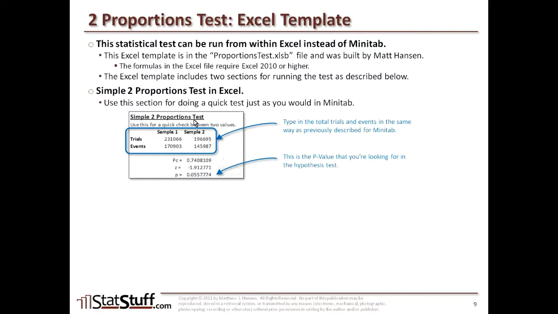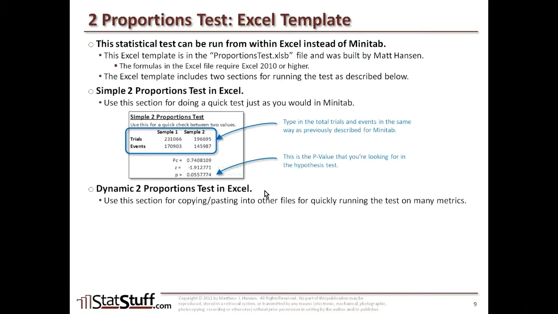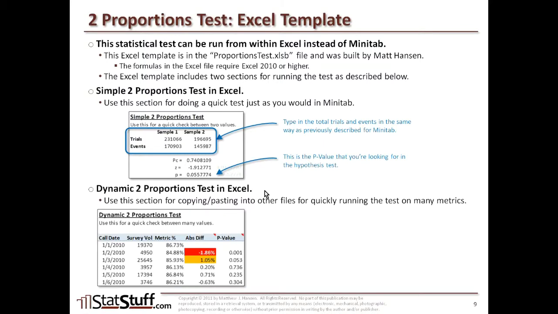Well, this is what the simple portion looks like from within Excel. Again, pretty straightforward in comparison to what we've seen in Minitab. But what I want to show you instead is the dynamic portion, which is going to be a lot more effective. If you're getting a report from a system, you may have a whole bunch of things that you want to compare. It's going to be very cumbersome to type in every one of these things that you're comparing to calculate the p-value. That's a lot of typing. So there's an easier way I've created, using this dynamic two proportions test within Excel. It looks a little bit like this, where all you have to do is copy and paste some simple values, and you can run it automatically on tons of values simultaneously.